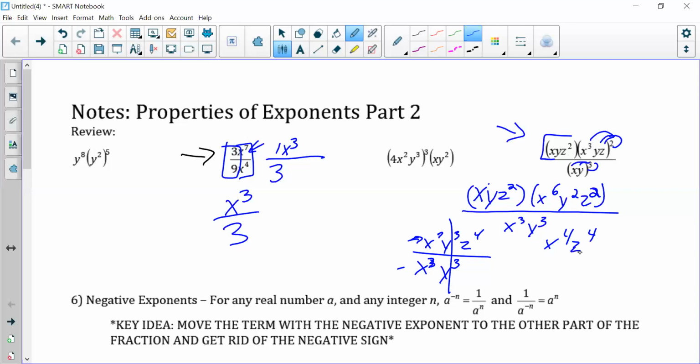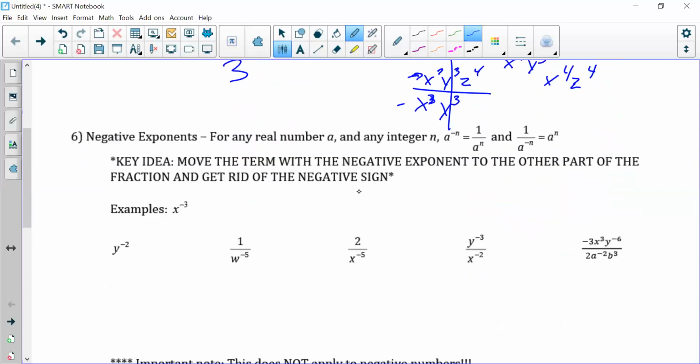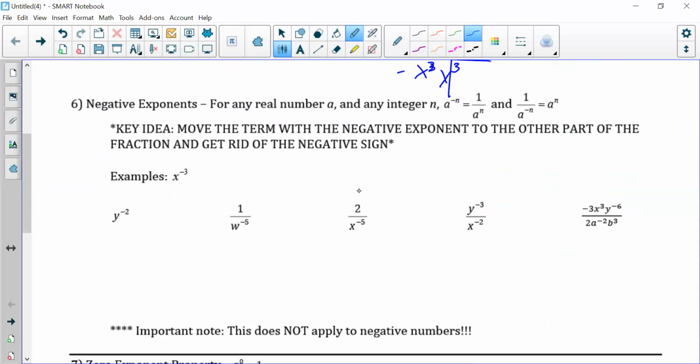All right, so those were quick reminders. Now let's look at our next property. All right, next property we're looking at is negative exponents, and that says for any real number a and any integer n, a to the minus n is equal to 1 over a to the n, and 1 over a to the negative n equals a to the n.